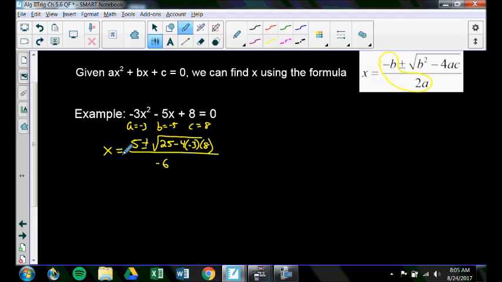Please, please, please be careful with two pieces here. One thing people miss is this division is covering everything. The last thing I will do is divide by negative 6. It's always the last step. Please don't mess that up.